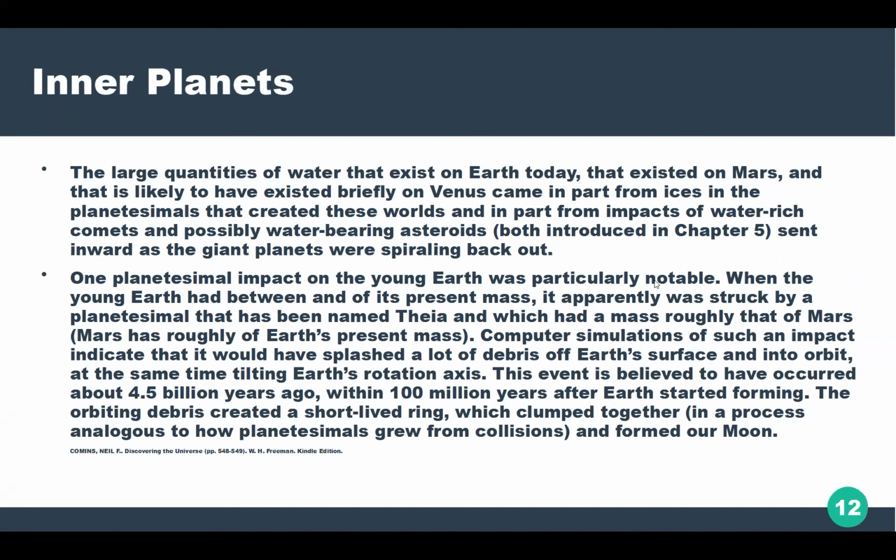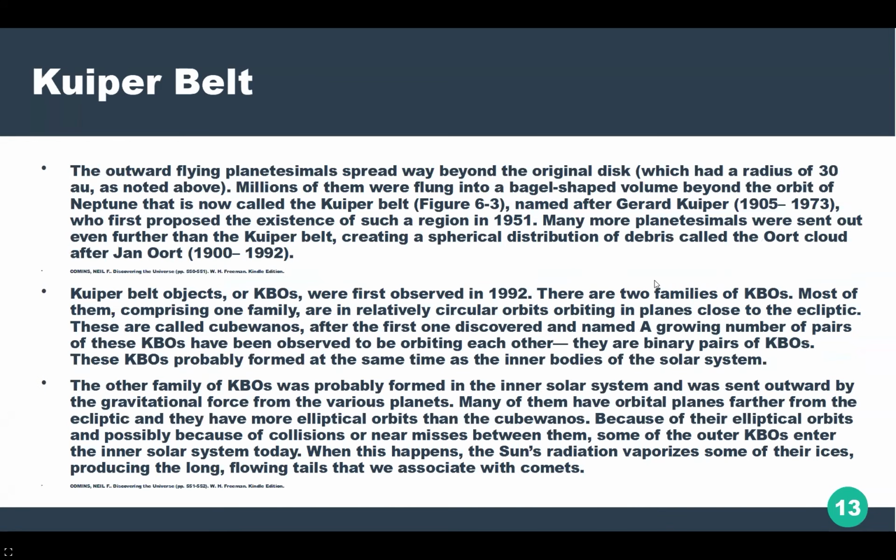The orbiting debris created a short-lived ring which clumped together in a process analogous to how planetesimals grew from collisions and formed our moon. The outward flying planetesimals spread way beyond the original disk, which had a radius of 30 AU as noted above. Millions of them were flung into a bagel-shaped volume beyond the orbit of Neptune that is now called the Kuiper Belt, named after Gerard Kuiper, who first proposed the existence of such a region in 1951.